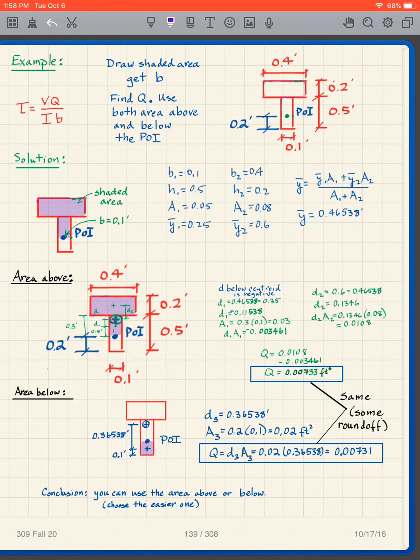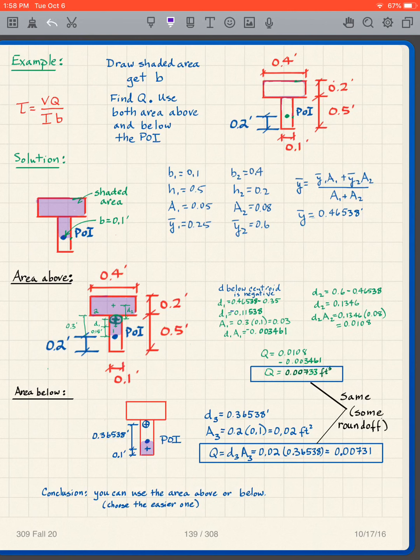Okay, but now if I wanted to, I can take the area below. The first one I did was the area above. Now I'm going to take the area below. Well, it's a little bit easier calculation. All I need to do is get my centroid for my little bottom rectangle. And I know that that's a distance of 0.1 from the base.